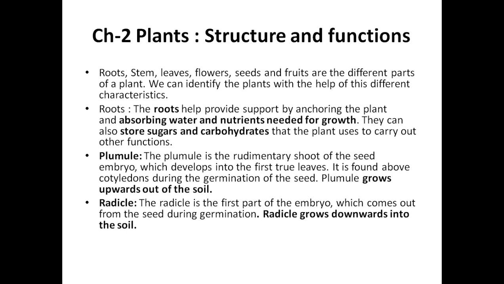What is root? Root helps provide support by anchoring the plant and absorbing water and nutrients needed for growth. So what is the main work of root? There are two main works of the root. First of all, it helps in absorbing water and minerals from the soil. Okay, and secondly, it also helps the plant to be erect. It holds very tightly to the soil so that the plant can stand erect above the ground. वो जमीन के ऊपर एकदम सीधा खड़ा रह सके, इसलिए वो roots क्या करते हैं? They try to balance them.